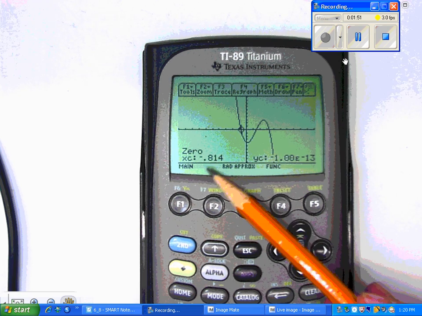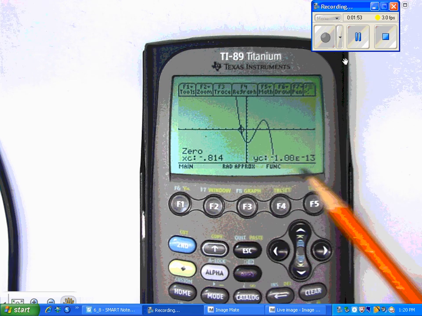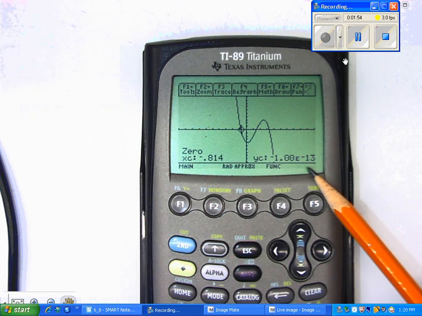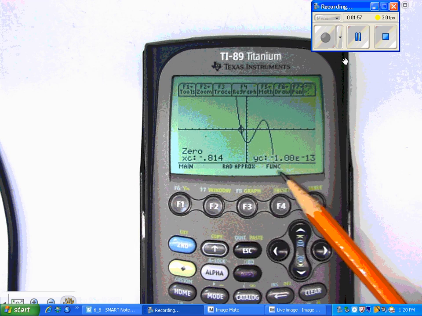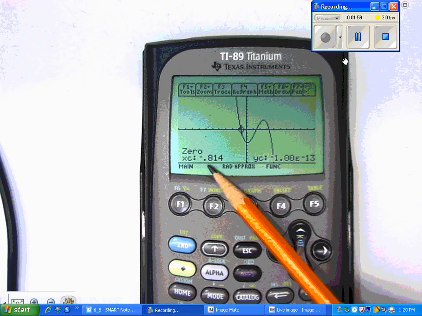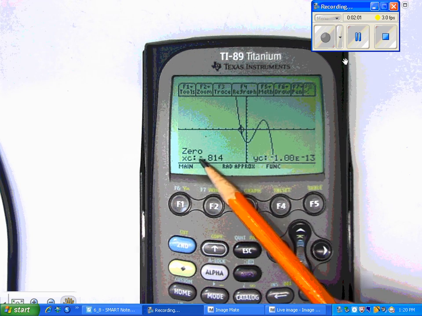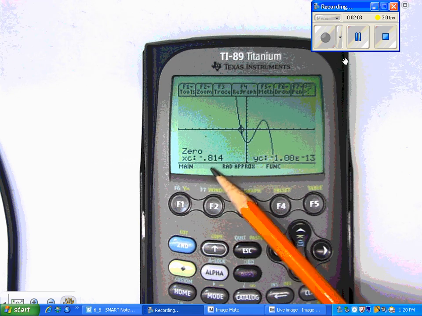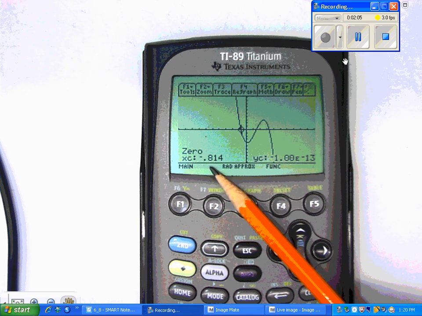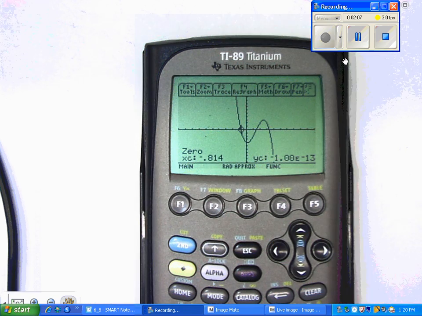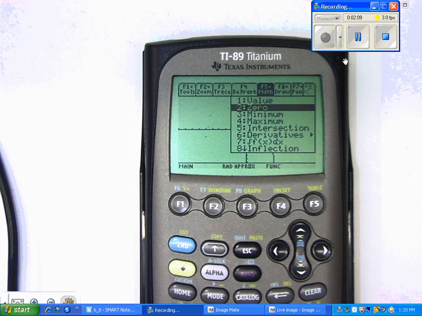You see that? Negative 0.814, and this y value is again essentially 0, negative 1 times 10 to the negative 13, so negative 0.000, a bunch of zeros, right? So if I was to write it, I'd list my x-intercept at the x value negative 0.814, comma, 0. Okay, do the next one, F5, 0.